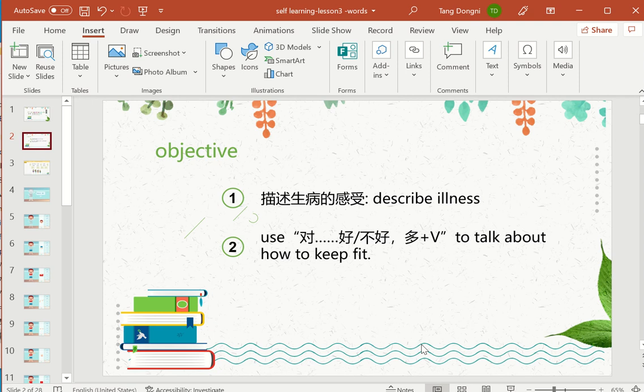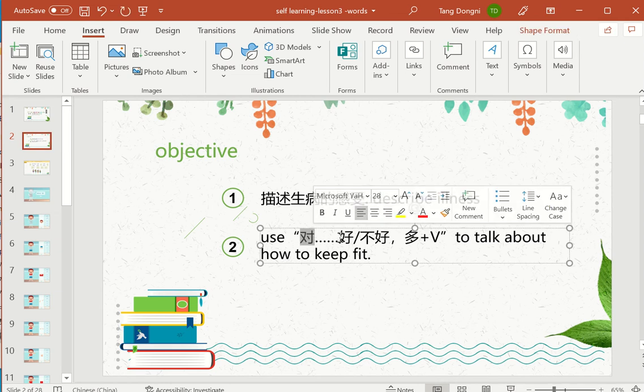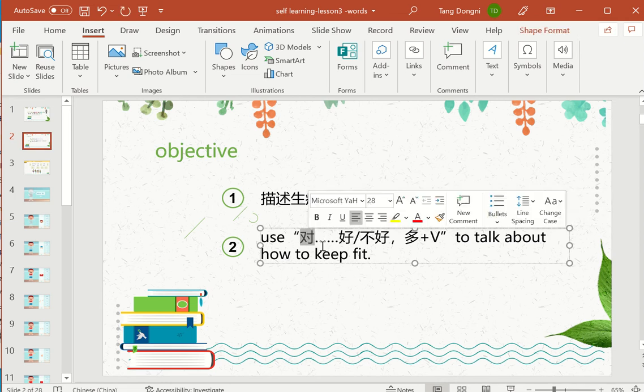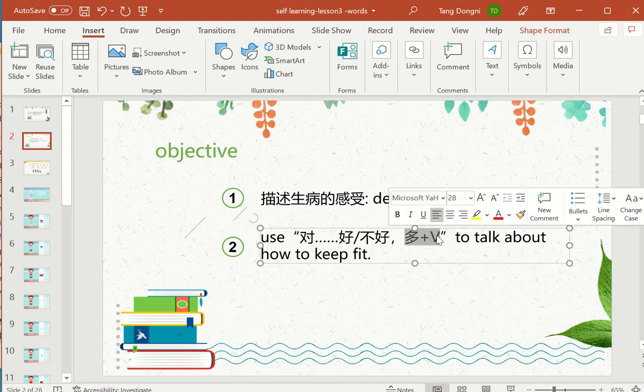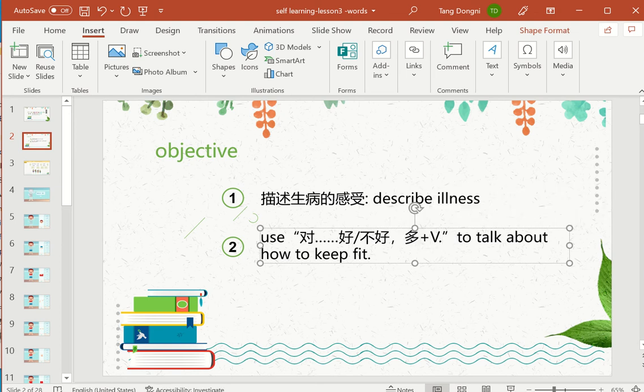And second, you should be able to use 对 something 好 or 对 something 不好 to say something is good or not good. So we're using this to say what you do is good to your health, or what you do is not good to your health. And you should also be able to use 多 plus a verb to say to do something more. For example, it is good to your health to do more running, to eat more fruit.